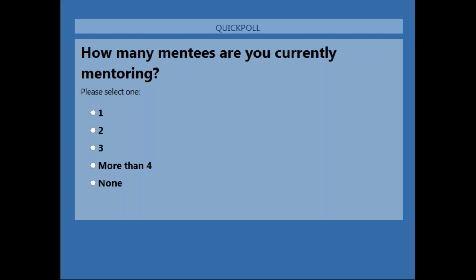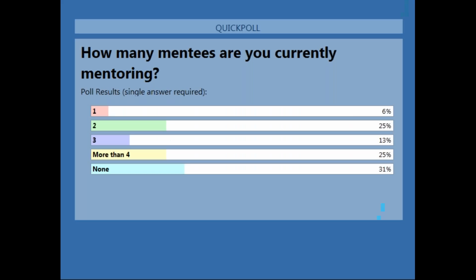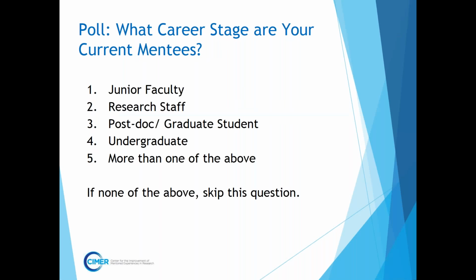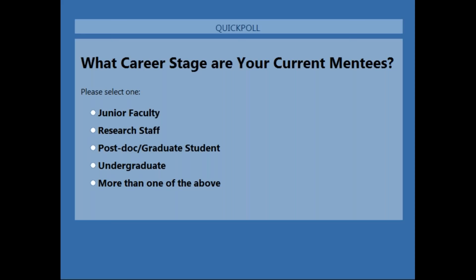All right, so I'm going to share these results. Looks like we have about a third of folks, or quarter, 2 or more mentees, some mentoring 3, a quarter 4, and about a third of the folks are not currently mentoring anyone. So a lot of diversity in terms of our current mentoring load. So for those of you who are currently mentoring, what are the career stages of the folks that you are mentoring? And let me start that poll. There we go.